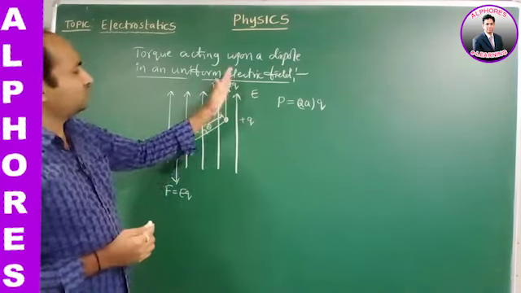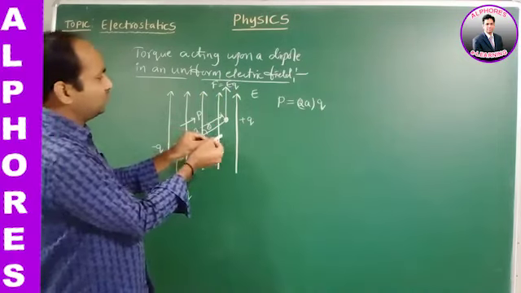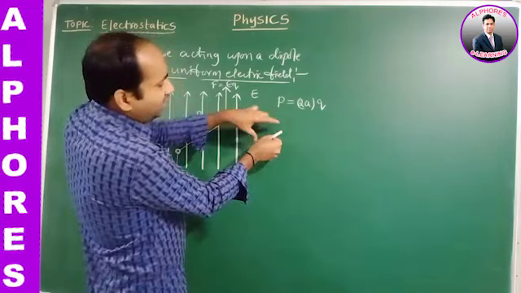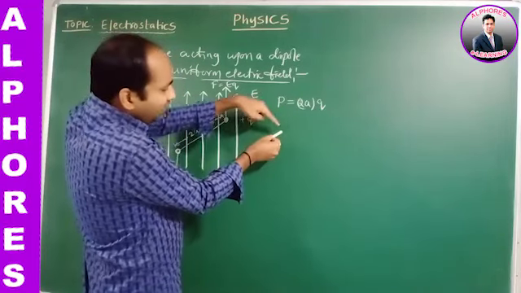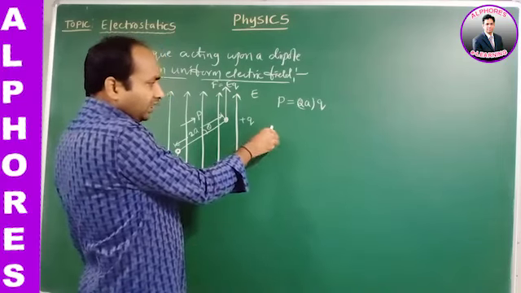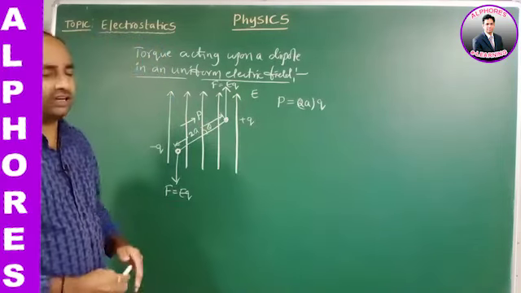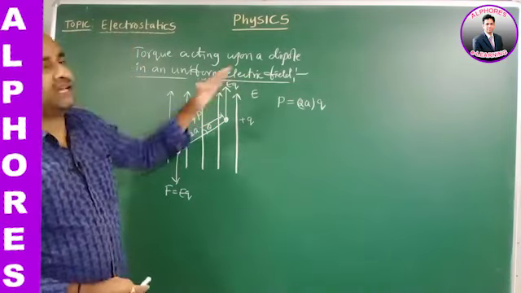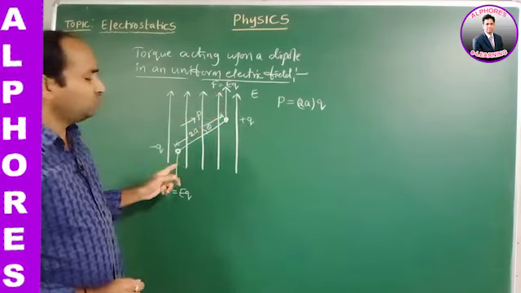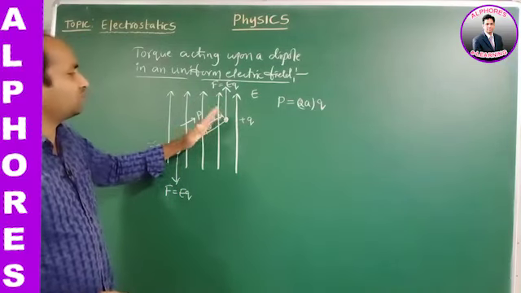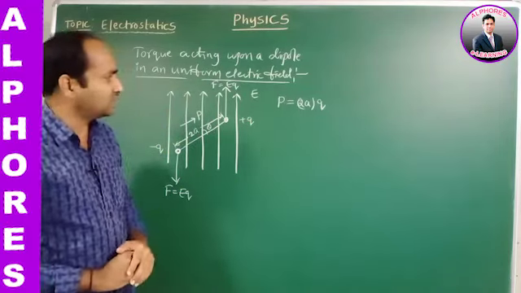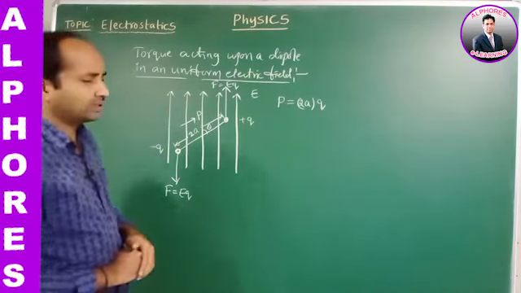Now listen here, these two forces are equal and opposite. On the dipole, here the force is upwards, here the force is downwards, so it can rotate in this uniform electric field. What is meant by torque? Torque is the turning effect of a force. Due to these two equal and opposite forces, the dipole rotates in the uniform electric field and a torque is produced. Now find the expression for torque.